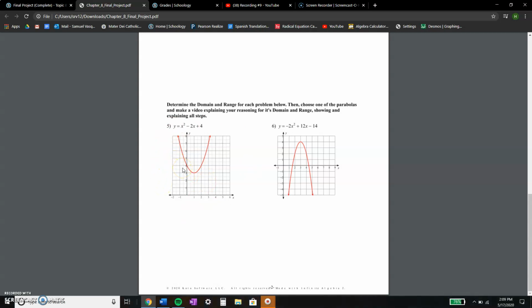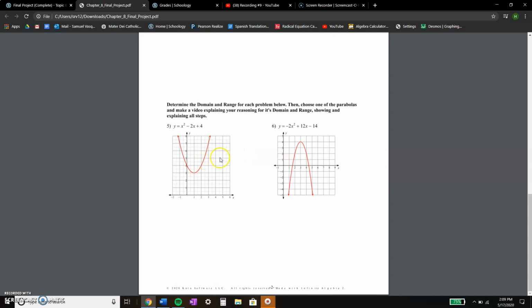So for the domain, you can see that it's going up and to the left indefinitely, and also up and to the right indefinitely, which makes the domain parentheses negative infinity, comma infinity, parentheses. The reason we have to use those parentheses is because when you're talking about an infinite number, you always use parentheses instead of brackets because it's not a definite number. It goes on infinitely.